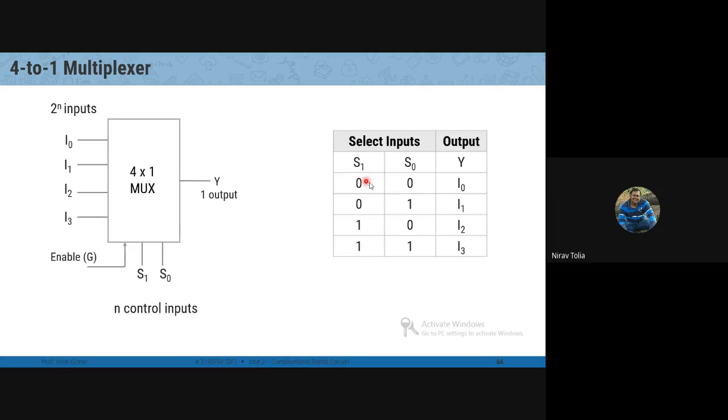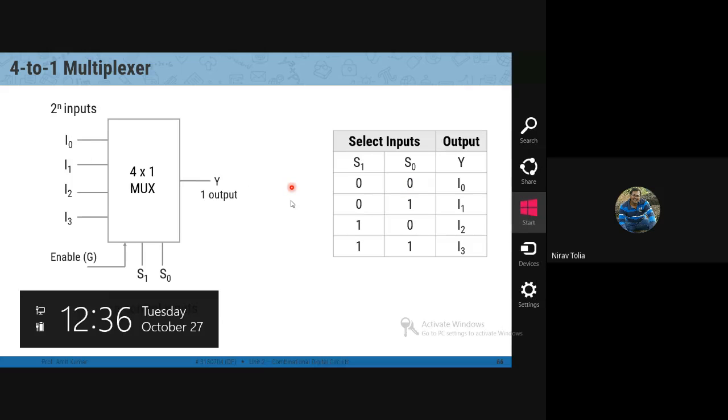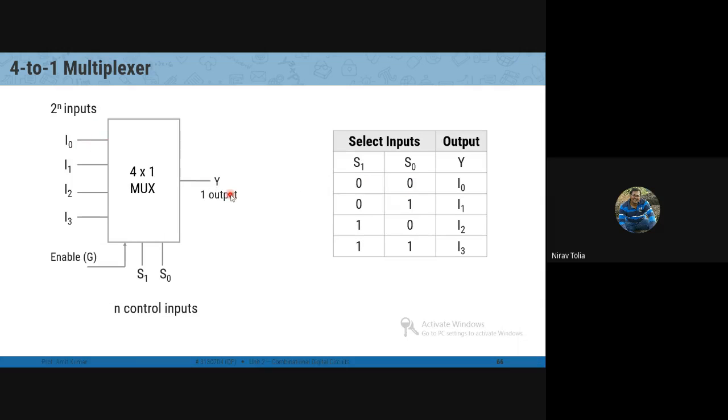When my select line is 0 0, my I0 input comes to the output. All the others remain as they are and will not come to the output. When my select line is 0 1, my I1 input comes to the output. All the other three, I0, I2 and I3, remain as they are. Suppose my select line input is 1 0.